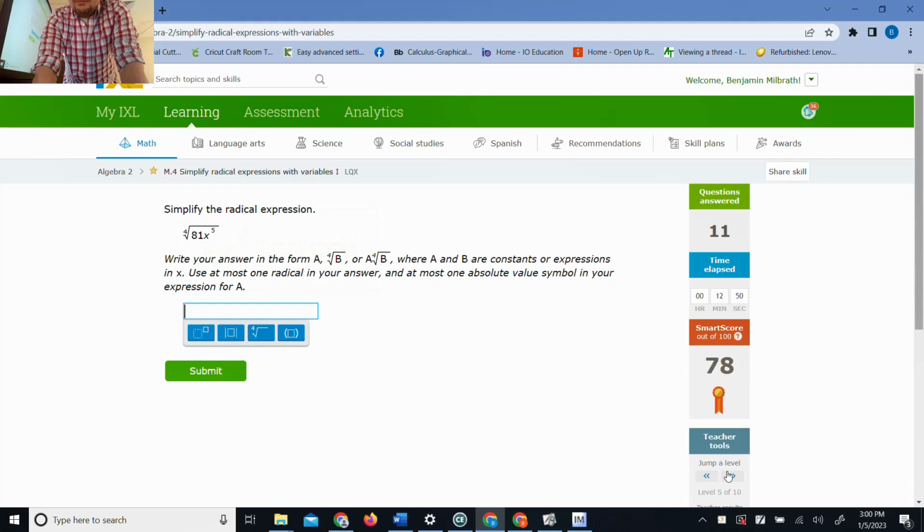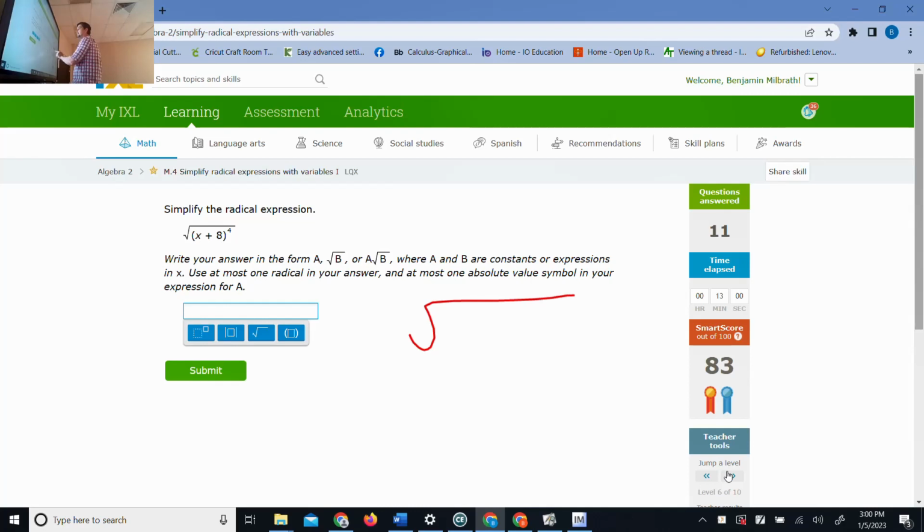Correct. Bump it up another level. Sitting at level 6. Simplify this radical: the square root of (x plus 8) to the 4th. Oh, I like this one. I don't know why I didn't do any of these in your notes. I really don't know why I didn't.